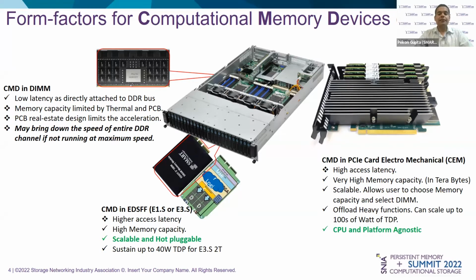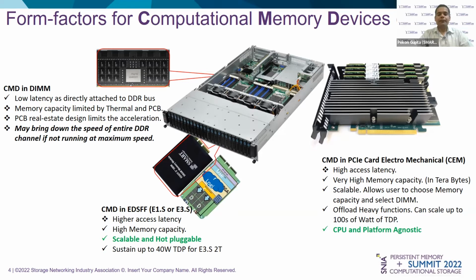Since these DIMMs are very closely spaced and the PCB real estate is very tight, adding any large or tall compute engine or processor component is not an option. The thermals are another challenge, because some of these DIMM form factors cannot go beyond 15 to 18 watts of total power. And therefore, there is a trend to move towards EDSFF form factors like E1.S or E3.S.